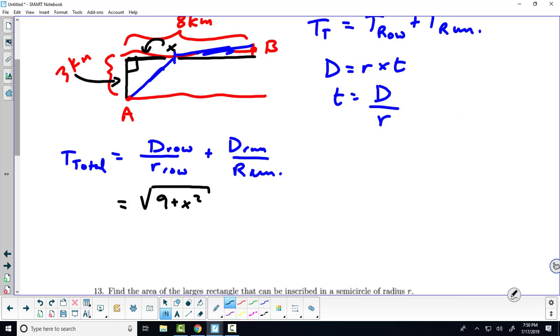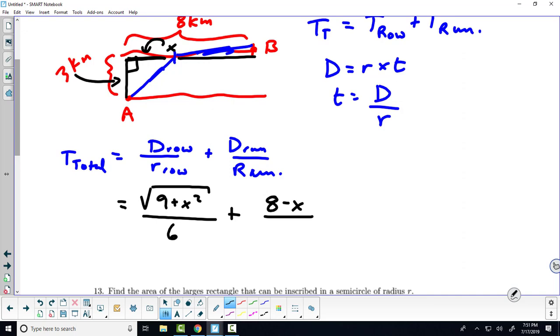All over the rate at which you row. How fast do you row? I think we said that you row 6 kilometers per hour. Plus, then if x is the distance where you landed, how far do you have to run? How far do you have to run? You've got to run a distance of 8 minus x. To be honest, I think it's silly to take the time to call that y and then substitute in the constraint that x plus y is 8. Okay? So that's where the constraint of this problem comes in.